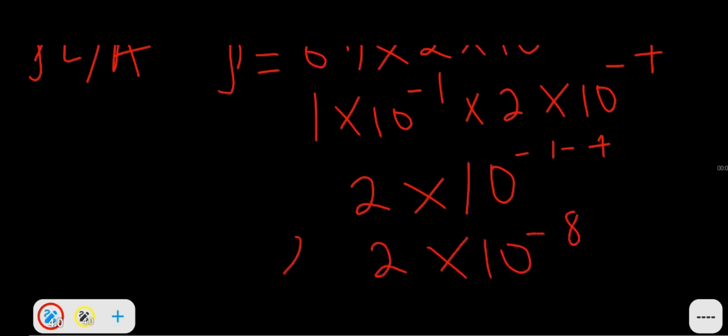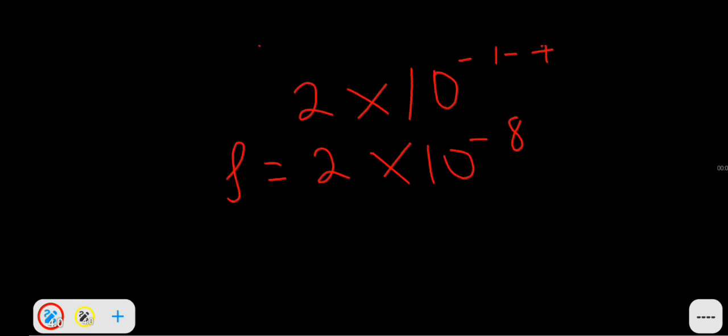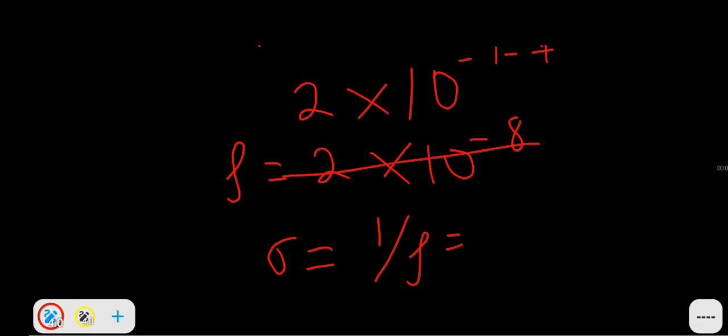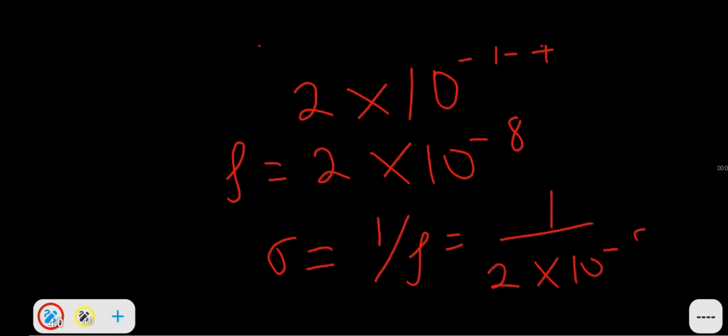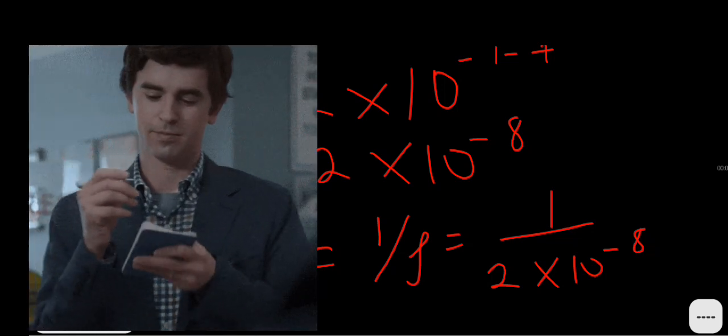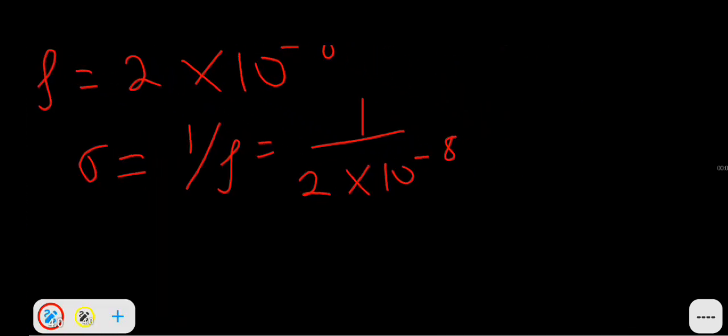So this is the resistivity. But this is not what you're told to find. You have to find the conductivity. Conductivity is 1 over resistivity, so you just find the reciprocal of this. That will be 1 over 2 times 10 to the power minus 8. Take note, in your JAMB, calculator is not allowed. So you still need to know how to manipulate something like this.